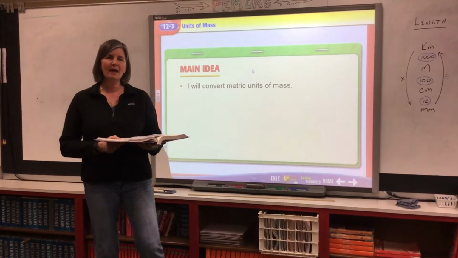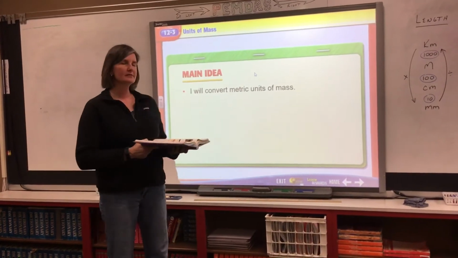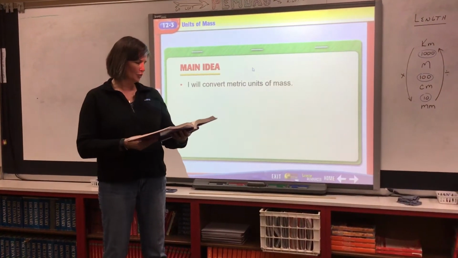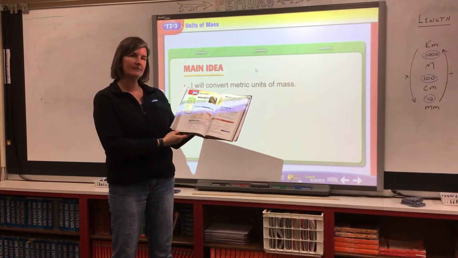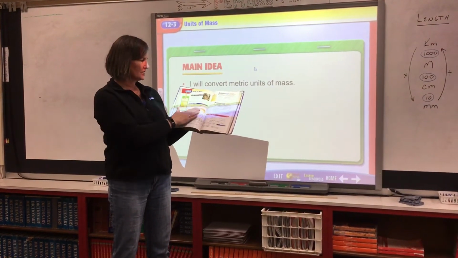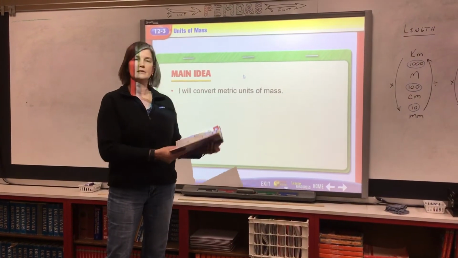Graders, today's math lesson is 12-3. We're going to be discussing units of mass today. If you would open your math book, please, you can use page 524 as a reference. There's a really nice chart on metric units of mass that will assist us in doing this lesson.